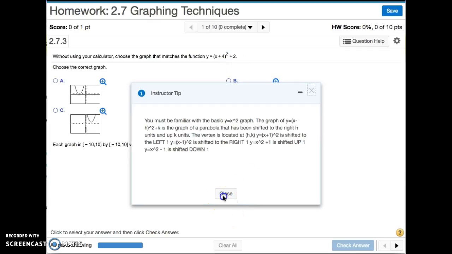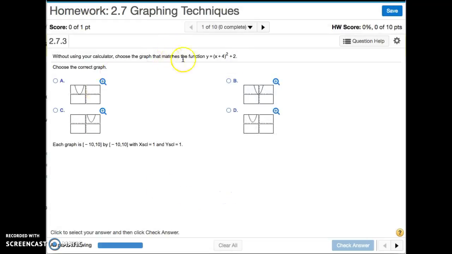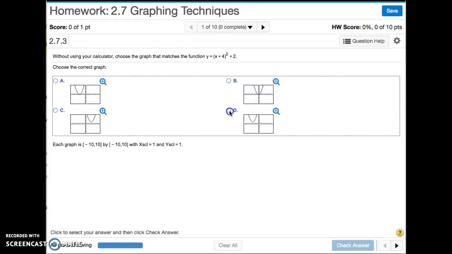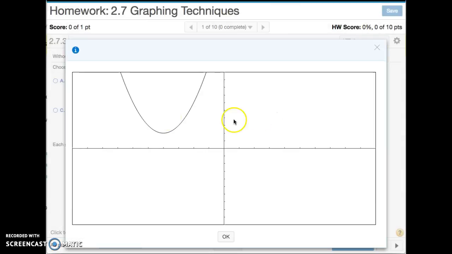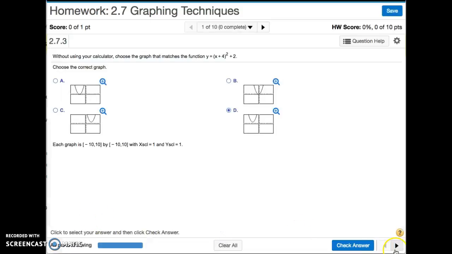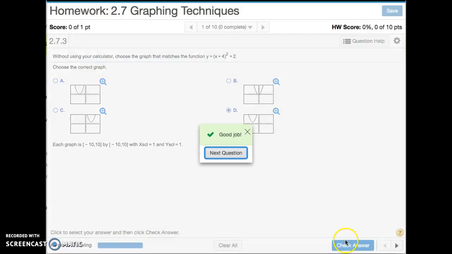Read those instructor tips as well as watch the videos for each section. So the graph that looks like the parabola that has been shifted to the left 4 units and up 2 units, for my example, is choice D. You can zoom in and count 1, 2, 3, 4. The parabola's been shifted to the left 4 and up 2 units. You can check your answer and then go on to the next one.